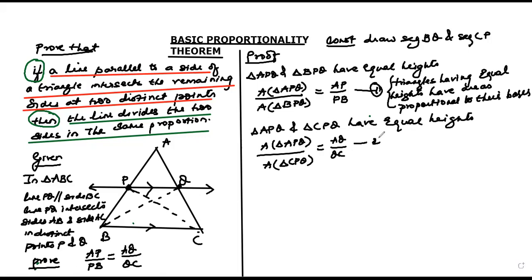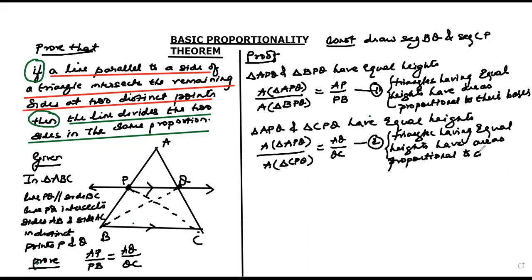And for statement number 2, I'll write the same reason: triangles having equal heights have areas proportional to corresponding bases. Now you can see here, children, the area is proportional to the corresponding base. If we don't want to use the word corresponding, that also works, okay?